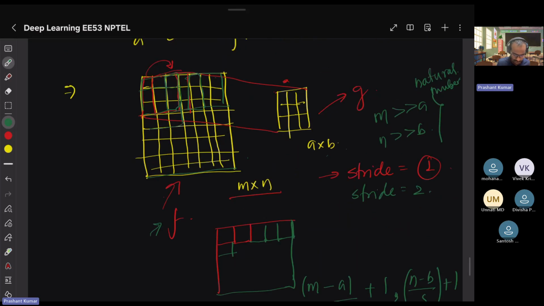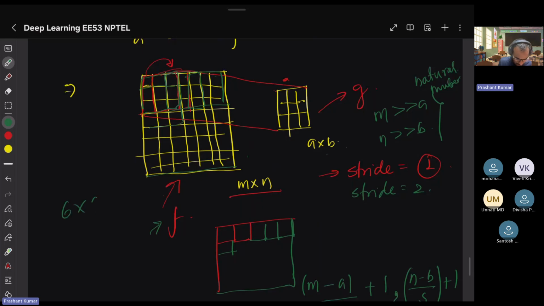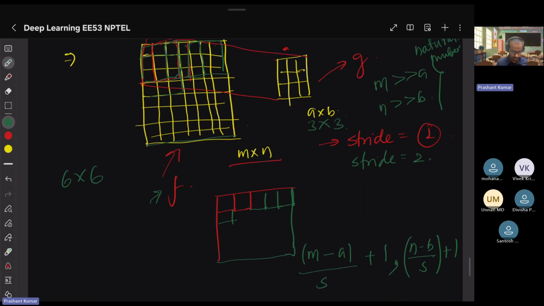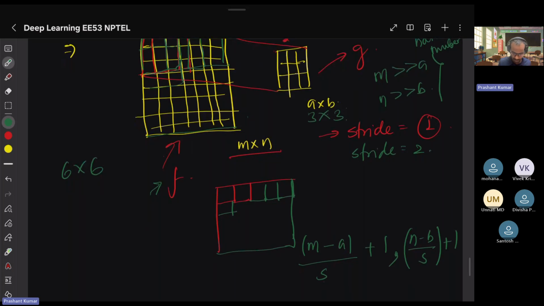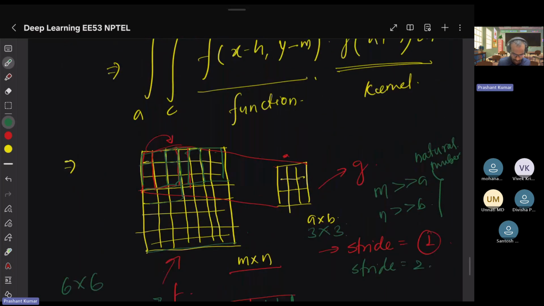So basically, let's say this m is 6 by 6 and this a is 3 by 3. Then what will be the dimension of this? 4 by 4, right? Just take a small example.